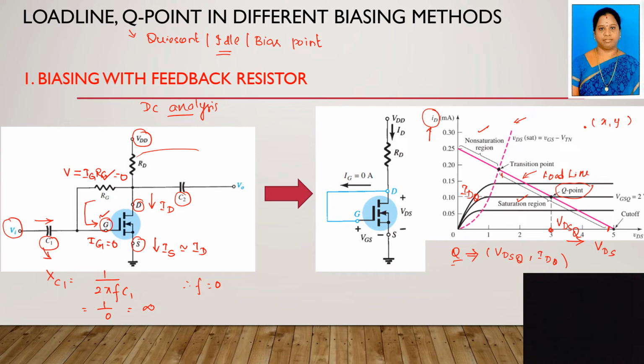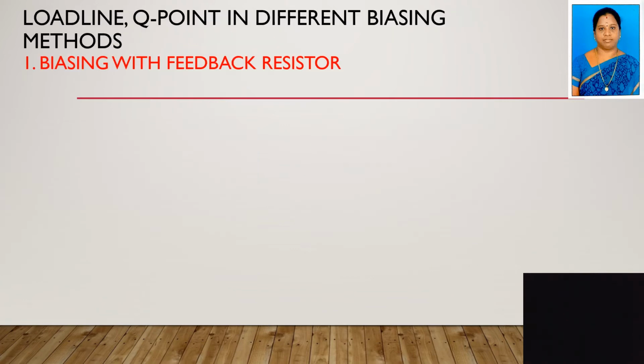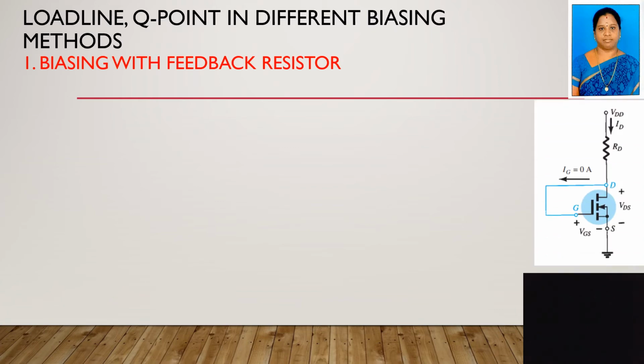Next we are going to see how to draw this load line. We have seen so far what is the load line and what is the Q point. Now I am going to explain how to draw the load line. For that you have to see this circuit diagram. In the circuit diagram you have to apply KVL at the output side, that is, in between drain and source. If you apply KVL at the output side, see here, the current flowing through RD is ID.